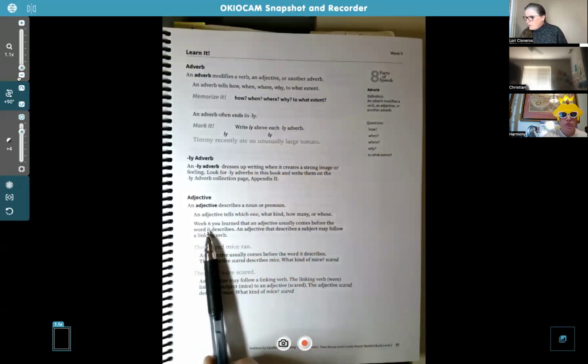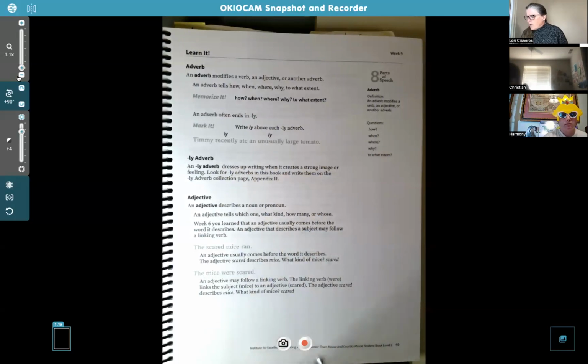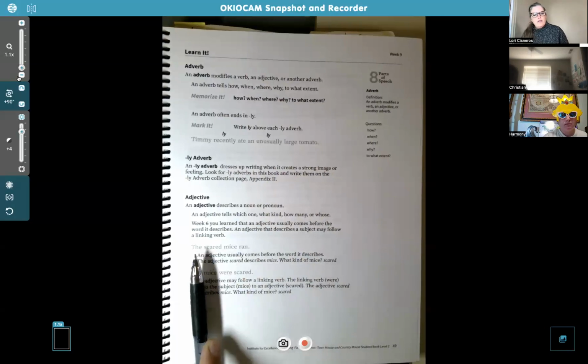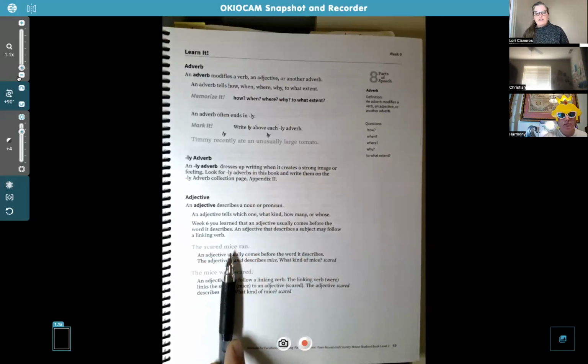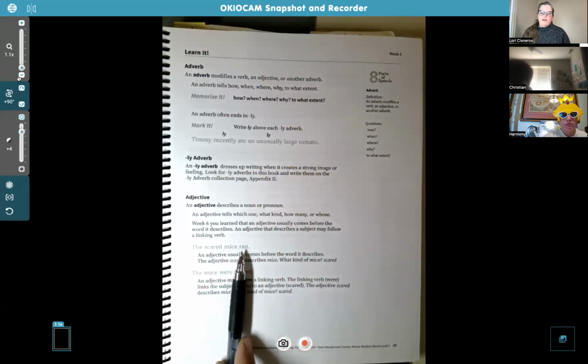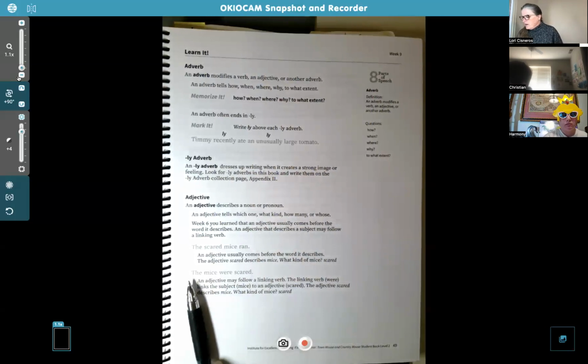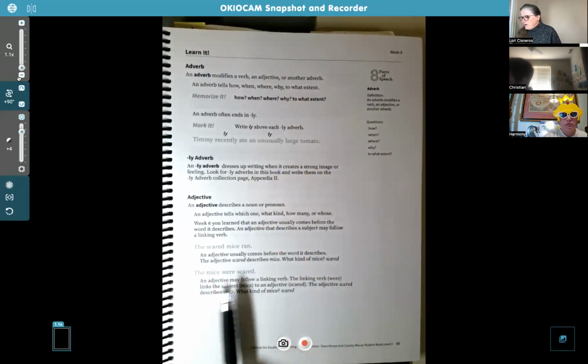You learned back in week 6 that it usually comes before the word it describes, and that's true. Look at this example here. The scared mice ran. So mice is your noun in that sentence. It's a thing or it's an animal. And if you ask which one, the scared mice, that tells what kind of mice. Actually it's more like that: what kind of mice is the scared mice?